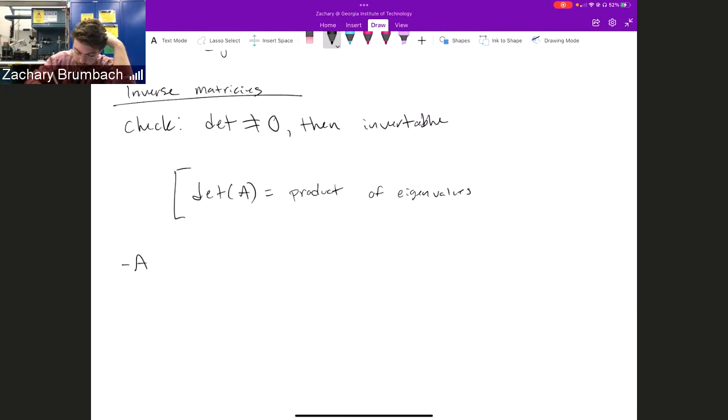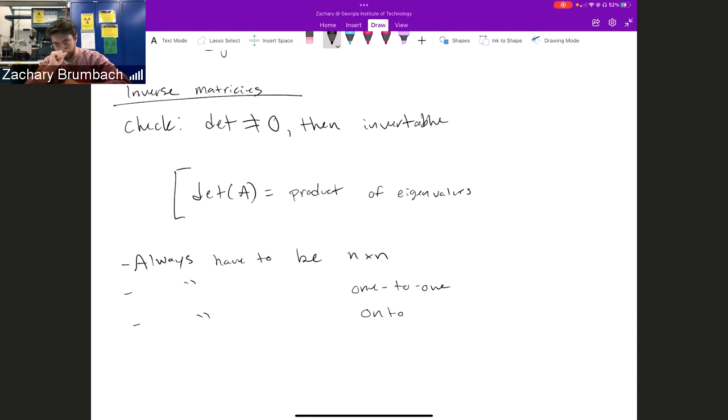They always have to be square for the sake of this class. N by n, I'll call it. They always have to be 1 to 1. They always have to be onto, okay? True for invertible matrices: they are always n by n, they are always 1 to 1, they are always onto. Saying a square matrix is onto, you know there's a pivot in every row, and if there's a pivot in every row, then you know that it's also invertible because it's also 1 to 1. Okay.